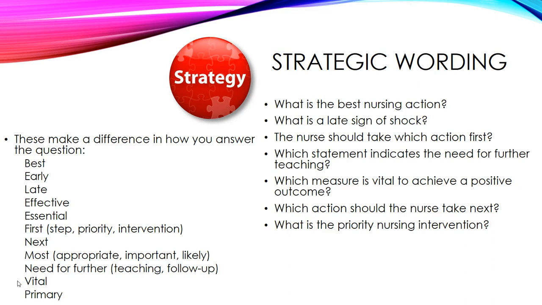You see this a lot of times with questions where what reply by the patient would indicate further teaching is needed. This is where you're looking for the patient giving you the incorrect answer. So need for further follow-up or teaching is kind of looking for which answer would be incorrect if the patient gave it to you. Vital, primary. So these are all examples of words you may see that can completely change the context of the question.